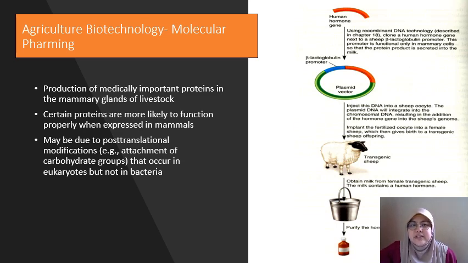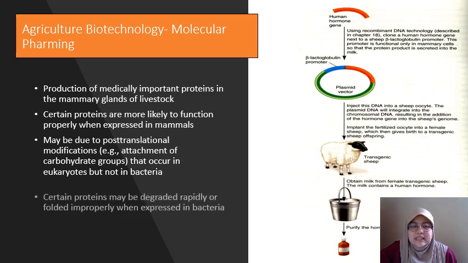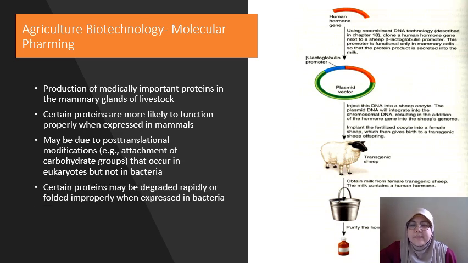Next advantage would be that certain proteins may be degraded rapidly or folded improperly. You know your proteins have to be folded, so they may be folded improperly when expressed in bacteria. And then of course in terms of yield, when we compare a cow mammary gland and bacteria, of course it would have higher yield of the recombinant protein. Let's say we have a transgenic cow. It can produce around 1 gram per liter of transgenic protein in milk.